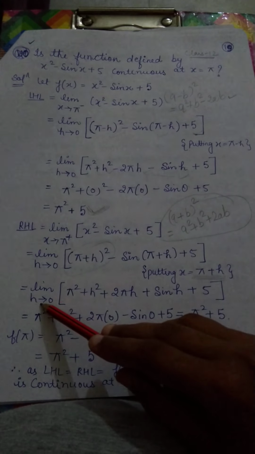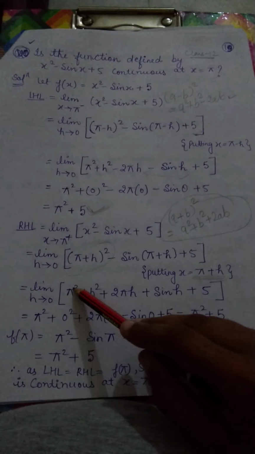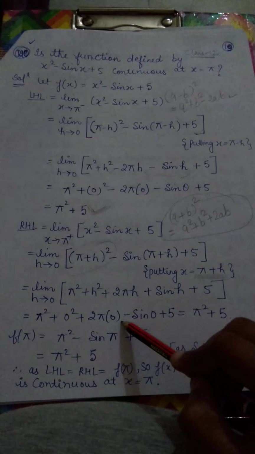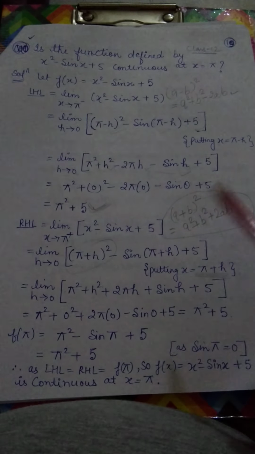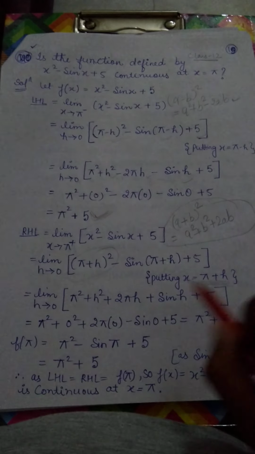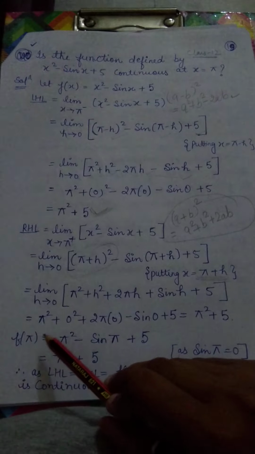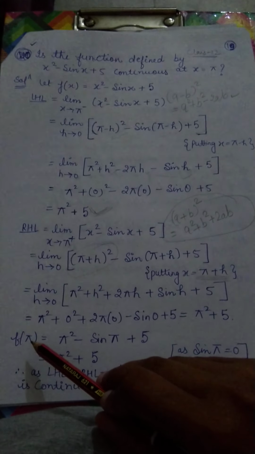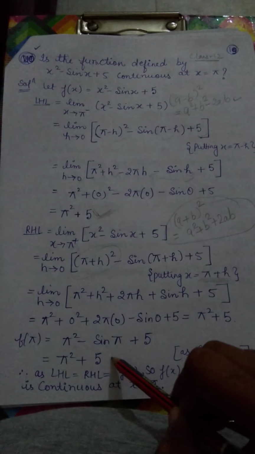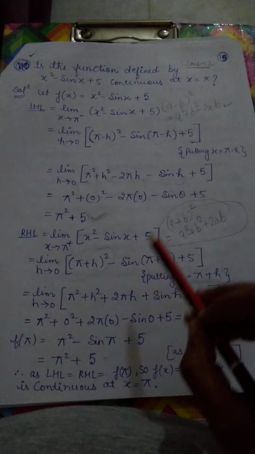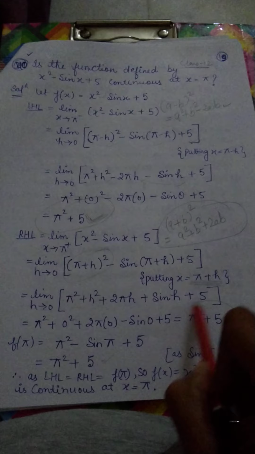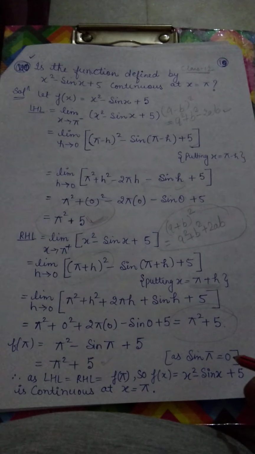Now when h tends to 0, I will get pi square plus 0 square plus 2 pi into 0 minus sin 0 plus 5, that is equal to pi square plus 5. Now I will put pi in the function value, and how will I get the function value? That is pi square minus sin pi plus 5. Again I will get this, and you will find this is your LHL value, your RHL value, and your f(x) value.